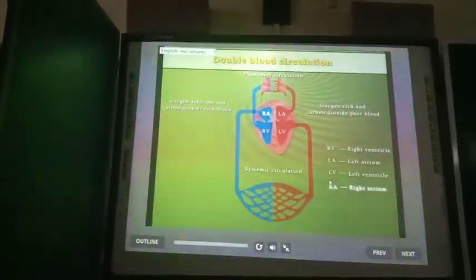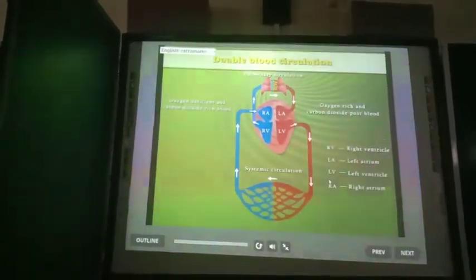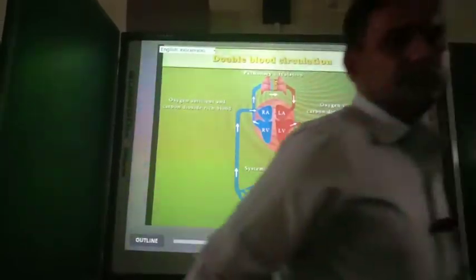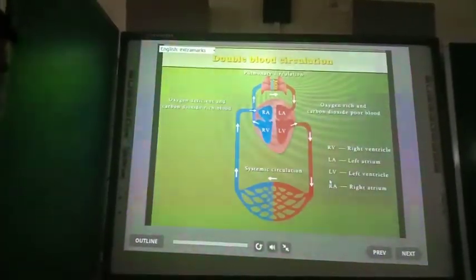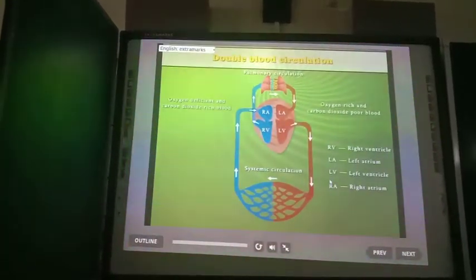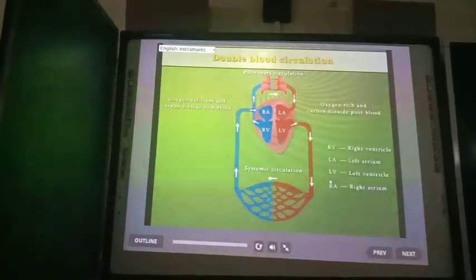A double blood circulation plus powerful 4-chambered heart provides both the required force to pump a large volume of heated blood and a separate pulmonary circulation that adds plenty of oxygen to the blood. Hence, in double circulation, blood has to pass alternatively through the lungs and the tissues.